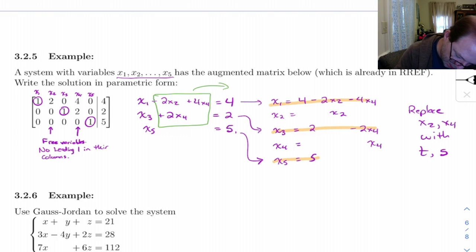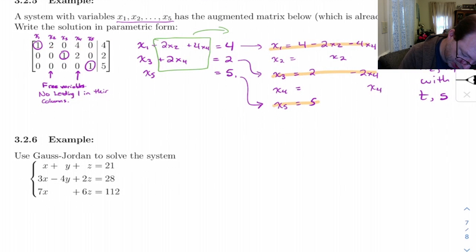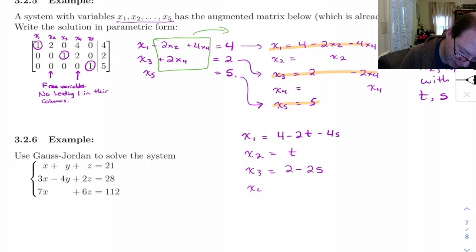So my parametric solution to this is going to look like x1 equals 4 minus 2t minus 4s. x2 equals t. x3 equals 2 minus 2s. x4 equals s. And x5 equals 5. And this is my parametric solution.